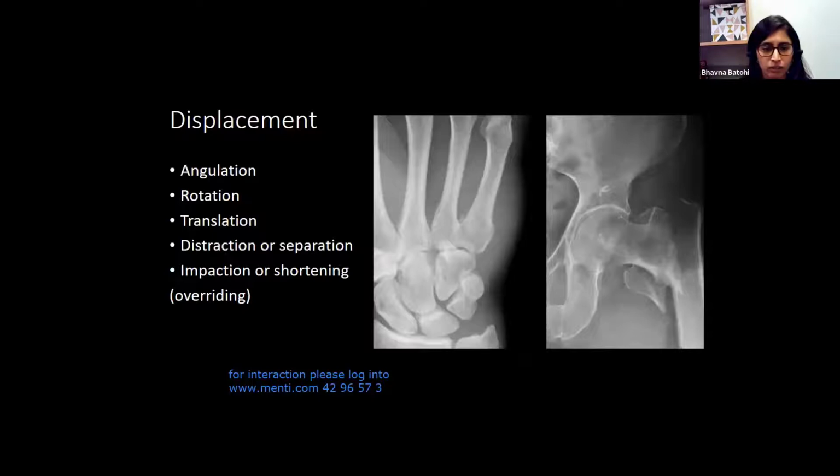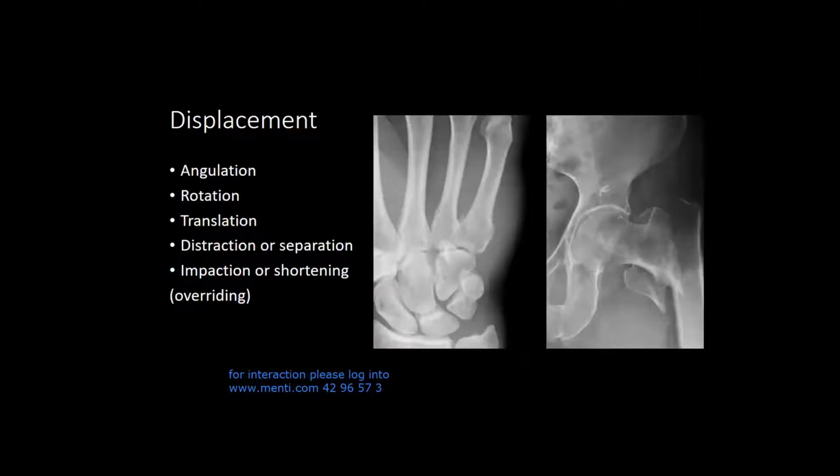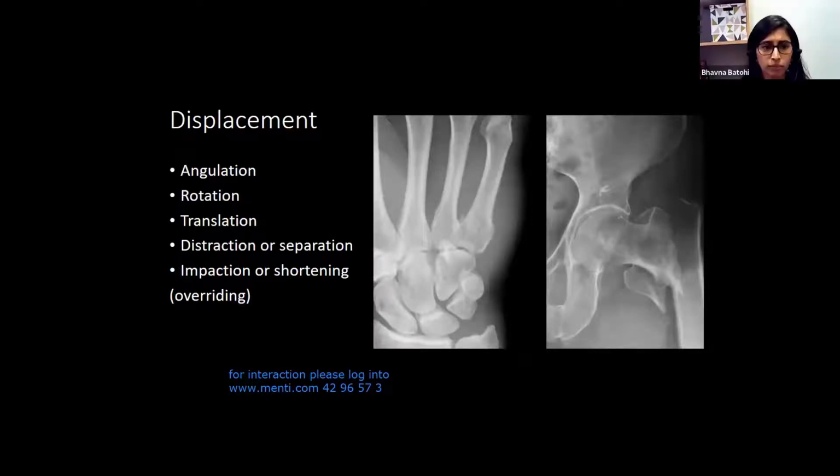Then the next aspect of describing a fracture is in terms of its displacement. So fractures may be angulated, the distal fragment may be rotated or translated. There may also be separation of the fracture or distraction, where the two ends of the broken fragment are pulled apart, or conversely impacted, like here in this fracture of the base of the fifth metacarpal. So this fracture is impacted and there may be a bit of shortening of the bone. Sometimes the fracture fragments may override, as you can see here.